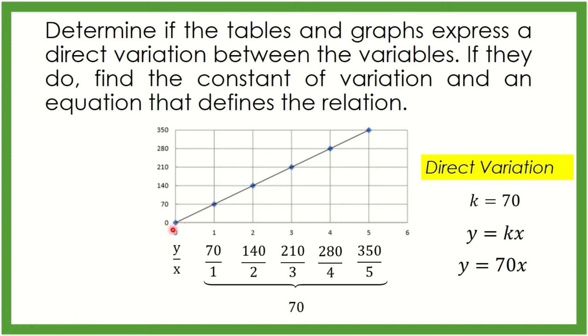Aside from that, as you can see, nag-pass through ang ating line dito sa 0, 0. Okay, kapag nag-pass through ang line natin sa 0, 0 or origin, that means that the graph shows a direct variation. Hindi lahat ng straight line ay nagpapakita ng direct variation. Laging tatandaan, dapat ay nagpa-pass through siya sa origin. Kapag hindi siya nag-pass through sa origin, that is not a direct variation.